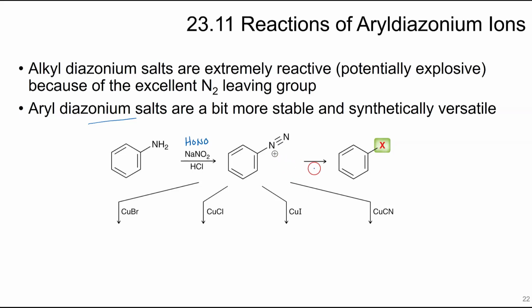So if I react it with a copper reagent with another ion, that will get us that ion. For example, if we add copper bromide to the diazonium salt, we get bromobenzene. Copper chloride, we'll get chlorobenzene. Iodobenzene, benzonitrile. So treatment with a copper salt is going to give us the aryl halide or a nitrile.